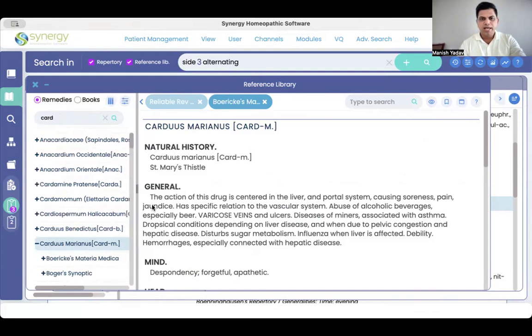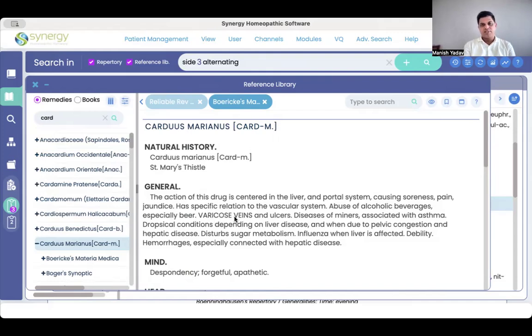What is written in Boericke? The action of this drug is centered on the liver and portal system, causing soreness, pain, and jaundice. Specific relation to the vascular system. So the vascular system will be affected. So liver, gallbladder, and portal system, but vessels are affected. Abuse of alcohol. It is one of the wonder remedies for liver complaints, for people who are absolutely alcoholic.